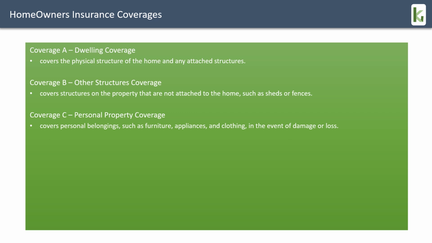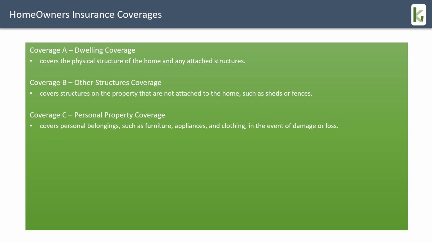Now there are two types of policies for personal property: cash value policy and replacement cost policy. A cash value policy will pay the cost to replace belongings minus depreciation, and a replacement cost policy will reimburse the insured for the full current cost of replacing belongings. So replacement cost will pay the full current cost of the belonging, right? Whereas cash value will pay the cost to replace belongings minus depreciation.